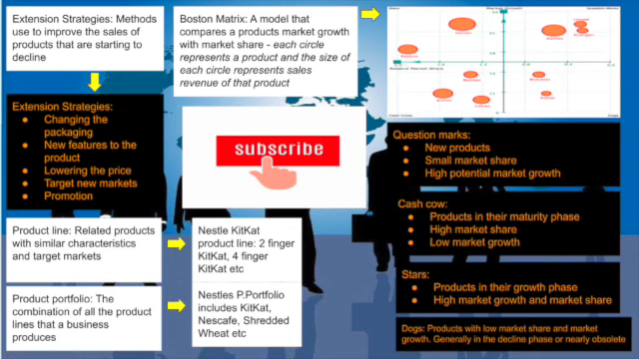Now we're going to speak about product line. These are related products with similar characteristics and target markets. For example, if you look at Kit Kat, there's different types of Kit Kats. The 2-finger Kit Kat, the 4-finger, also like the Kit Kat Chunky. That's a product line.